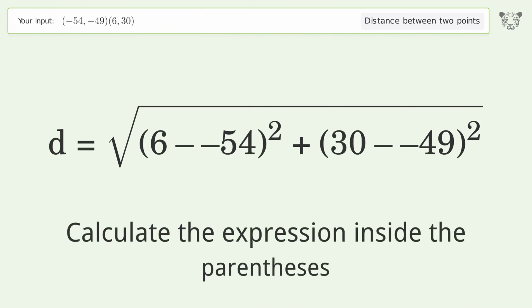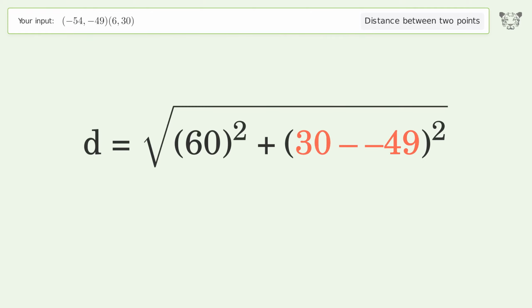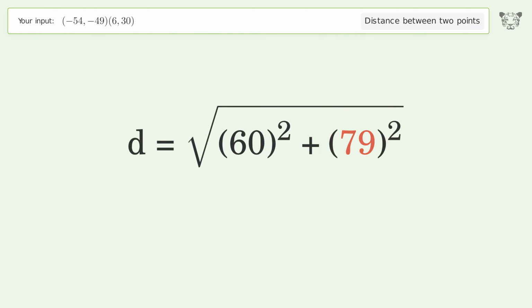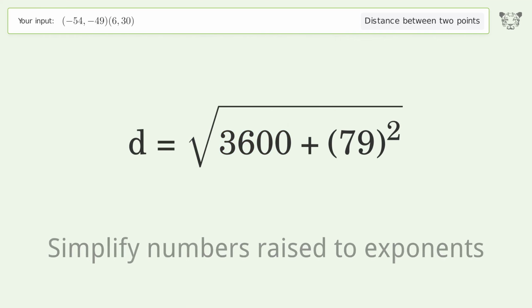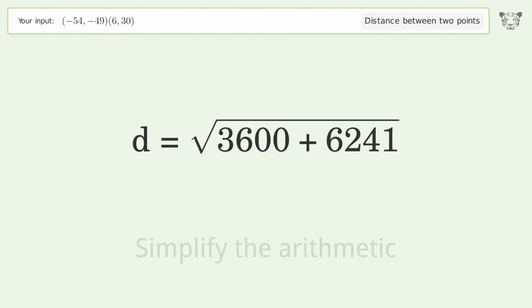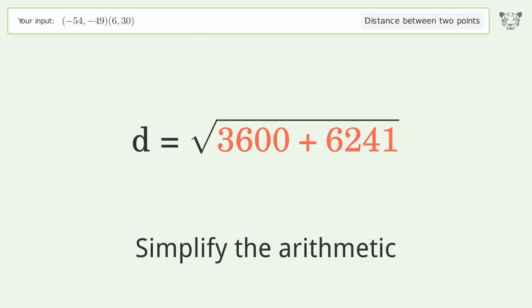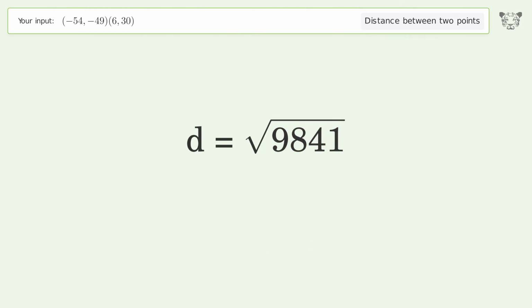Calculate the expression inside the parentheses. Simplify numbers raised to exponents. Simplify the arithmetic. And so the distance between the 2 points is the square root of 9,841, or 99.202.